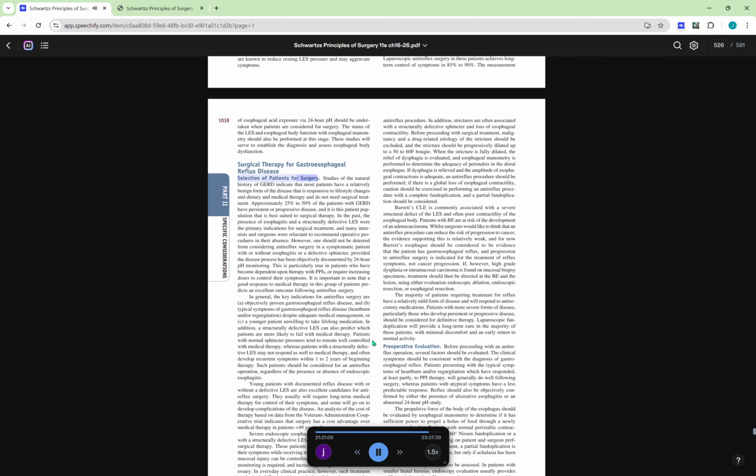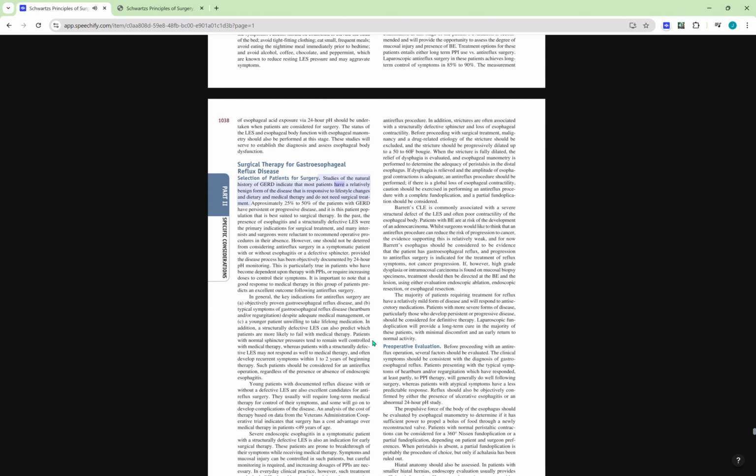selection of patients for surgery, studies of the natural history of GERD indicate that most patients have a relatively benign form of the disease that is responsive to lifestyle changes and dietary and medical therapy and do not need surgical treatment.